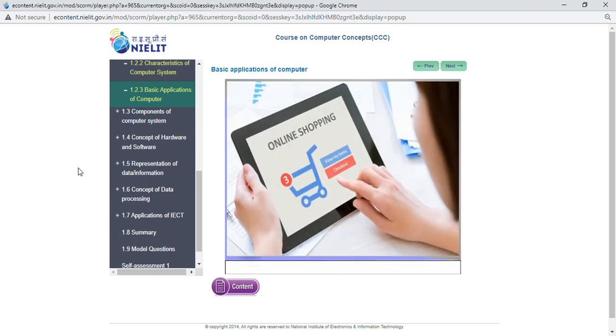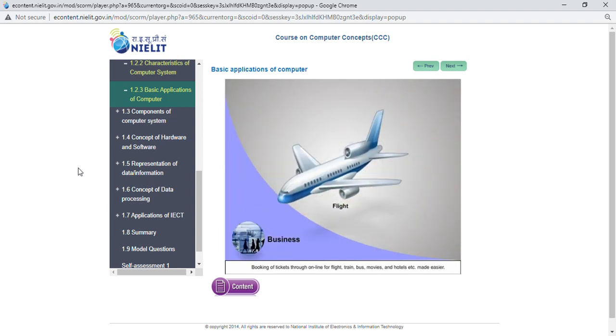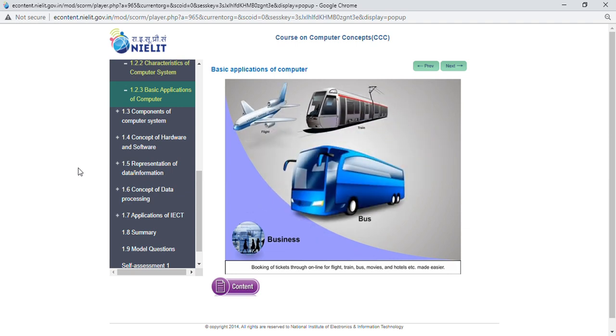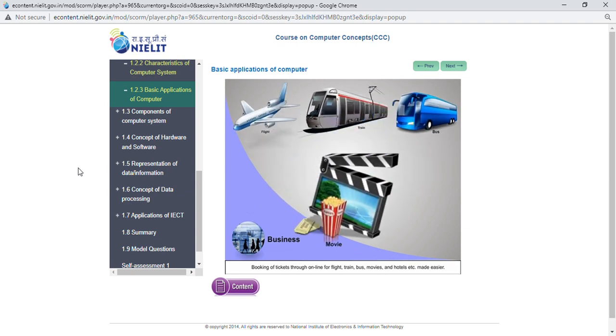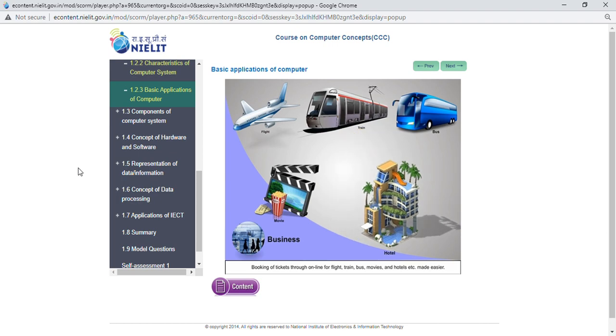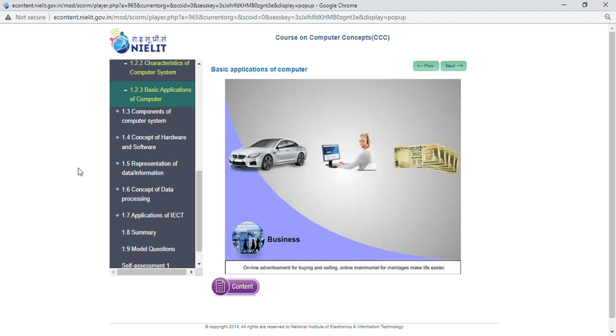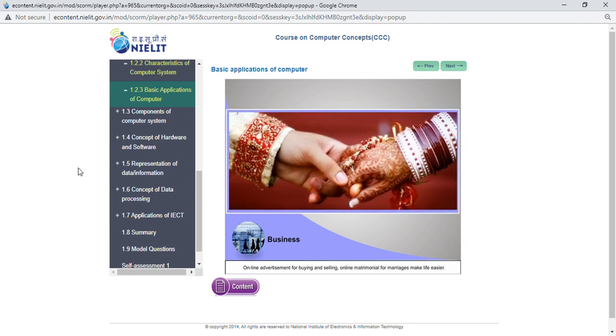Business. Online purchase of any item has become the order of the day. Booking tickets online for flights, trains, buses, movies, and hotels, etc., is made easier. Online advertisements for buying and selling, and online matrimonial sites for marriages, make life easier.